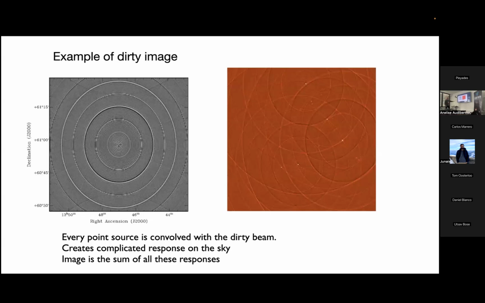This is again the PSF, so every source in the image is convolved with this PSF. These are point sources, and each of them is represented in the map by this PSF. You see every source has this set of rings around it. This is the effect of the imperfect sampling of the UV plane. The image is just the sum of all these PSF responses centered on each source.